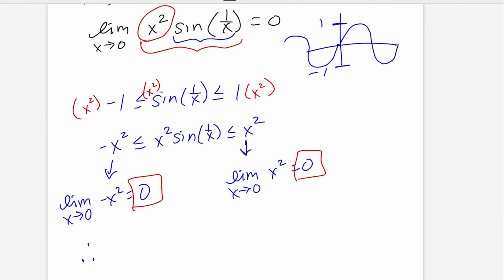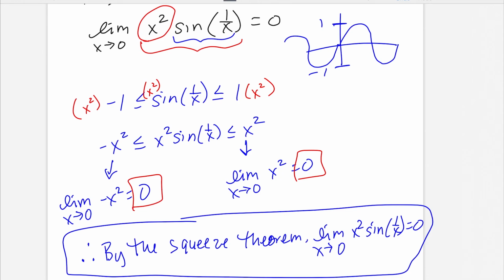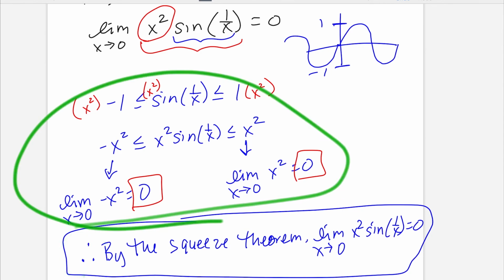And then you say, therefore, by the squeeze theorem, the limit as x approaches 0 of x squared times the sine of 1 over x equals 0. When you have a proof, you always want to write your therefore statement. That's your, hey, here is my proof of what I just showed. Here's my conclusion statement because I proved it with the work I'm showing.